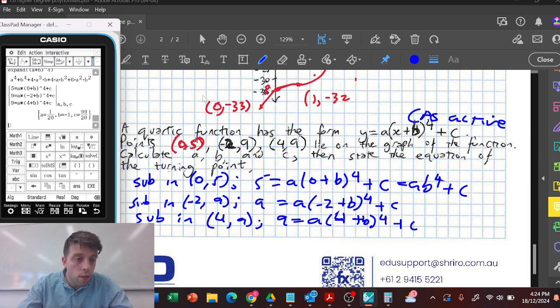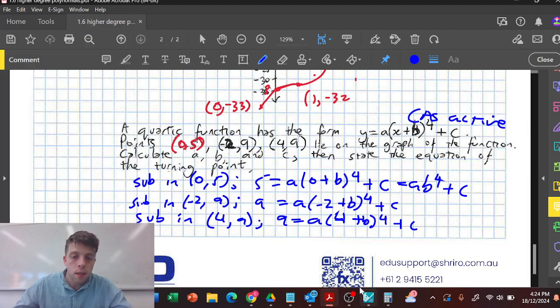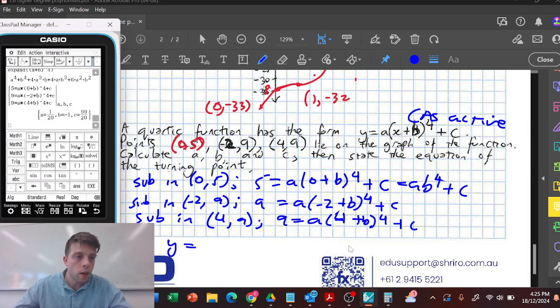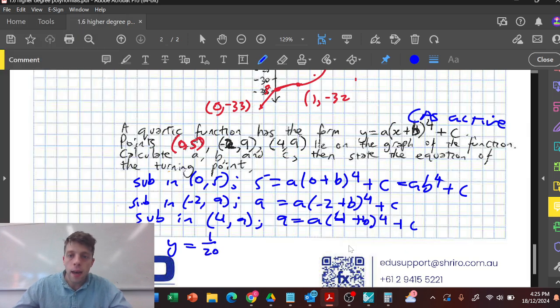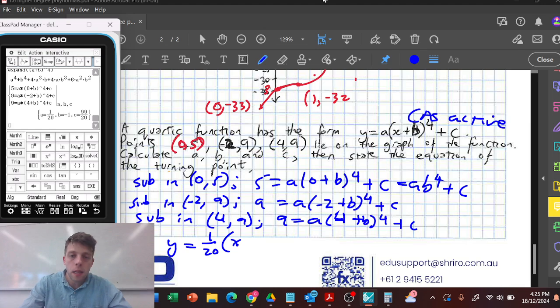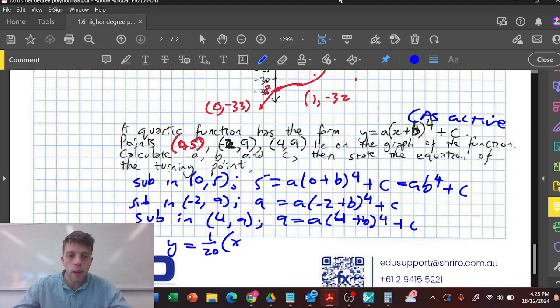I am assuming that I've not made any mistakes here, but if I haven't, that tells us that the equation is y is equal to, first variable was a, so that's 1 over 20 times (x plus b), and b was equal to negative 1, so this is (x minus 1) to the power of 4 plus c, which was equal to 99 over 20. Again, assuming that everything here was correct, have we answered the question? Well, let's have a look.